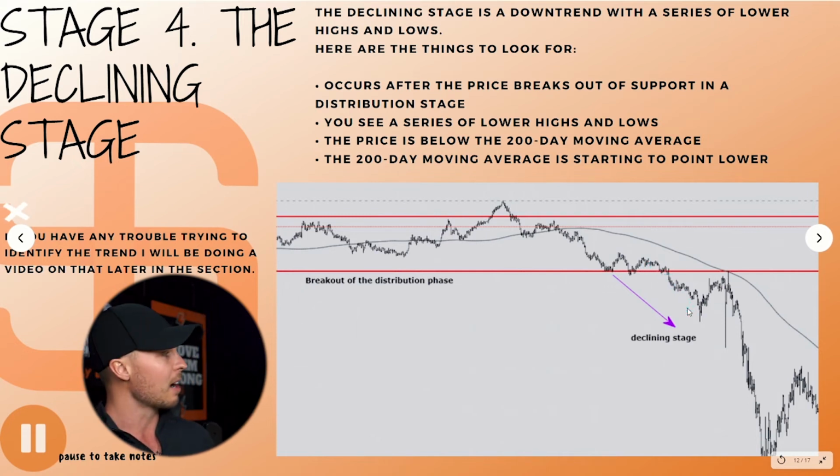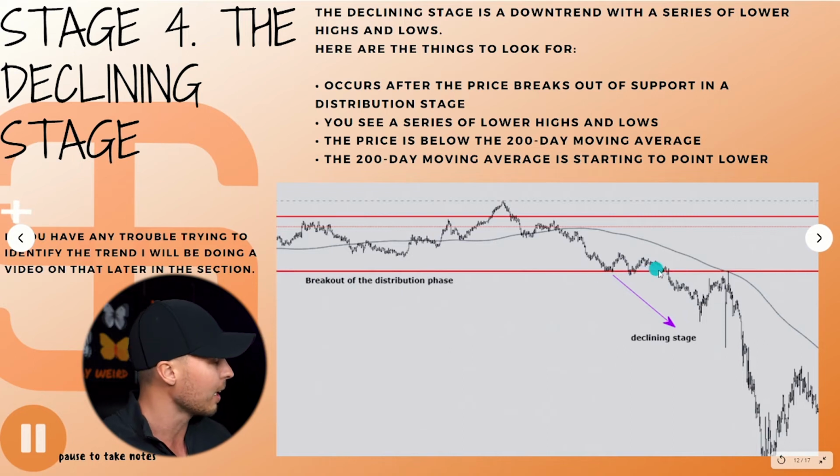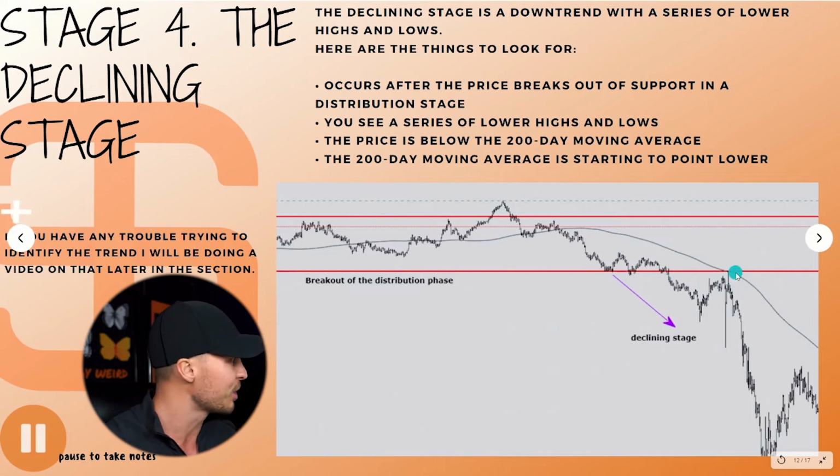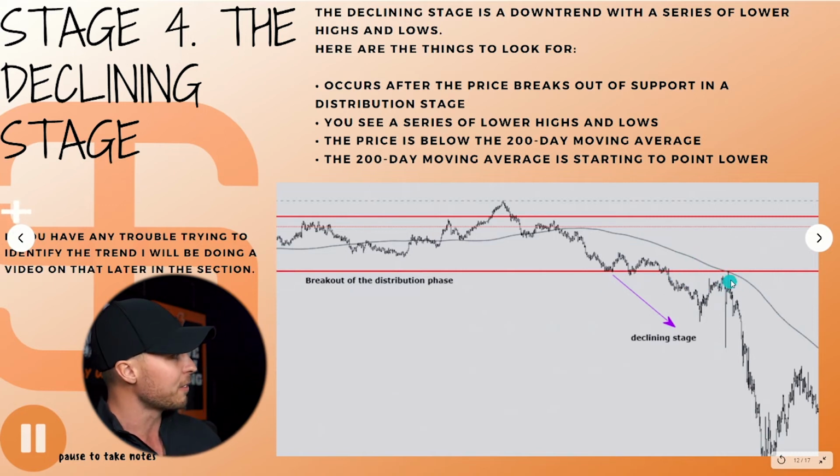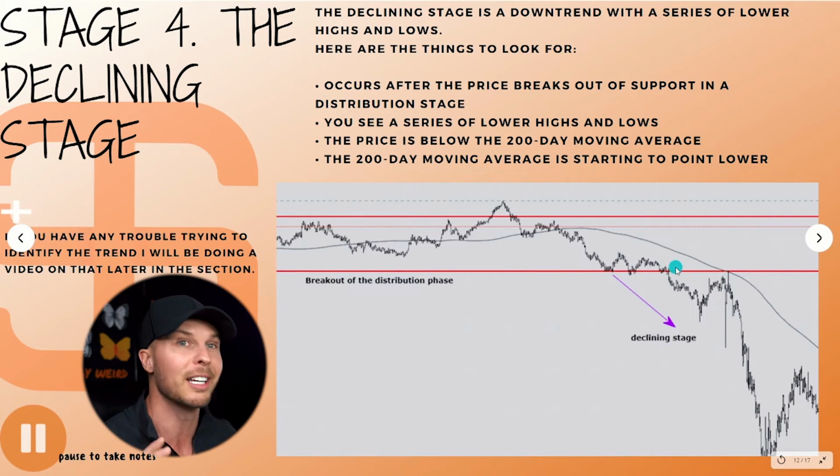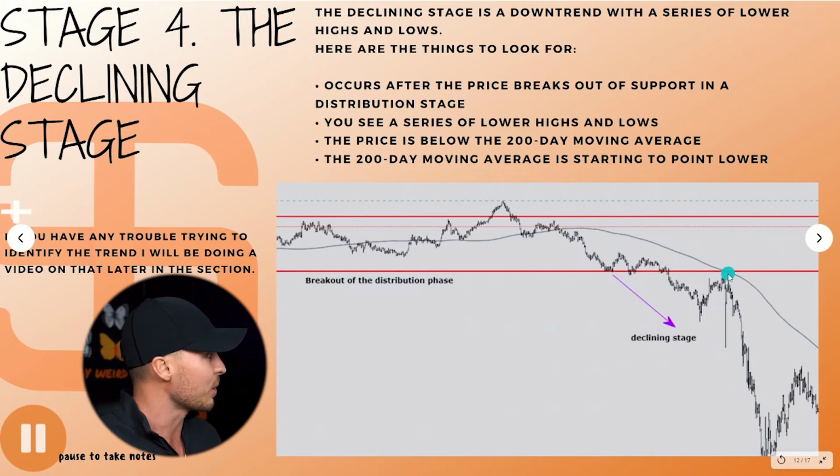Now, what do we have? We have our support right here. We have this retracement. Now it's going to come up, and our support is going to turn into resistance right off the 50 moving average, which could have been a really great sell. And as you can see, it whipped down like crazy. So that's the breakout of the distribution stage right here.